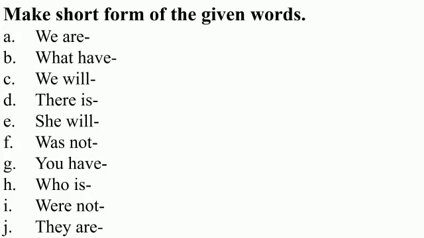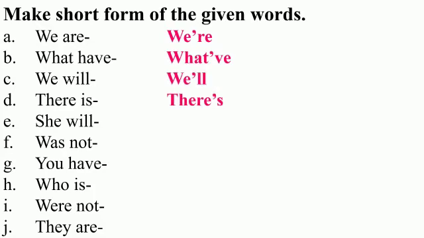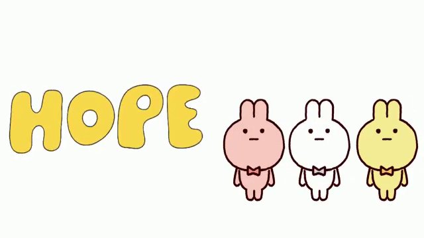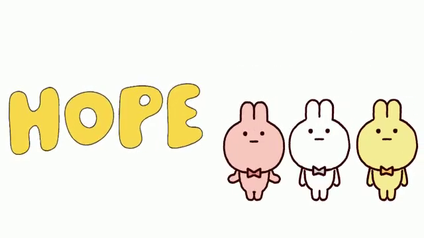So let's solve this. We are, we're. What have, what've. Would have, would've. We will, we'll. There is, there's. She will, she'll. Was not, wasn't. You have, you've. Who is, who's. Were not, weren't. They are, they're. I hope you understood the contraction form of given words after solving this exercise.